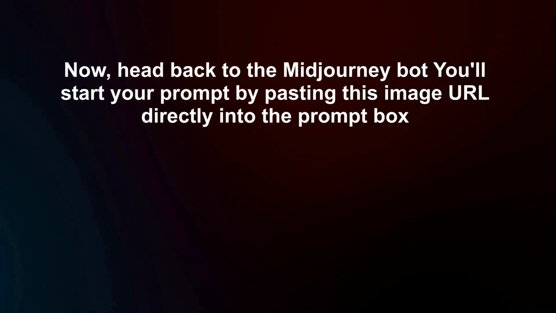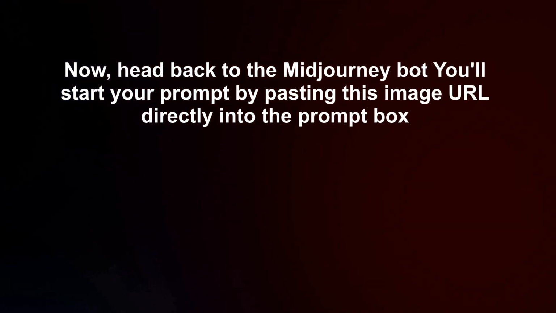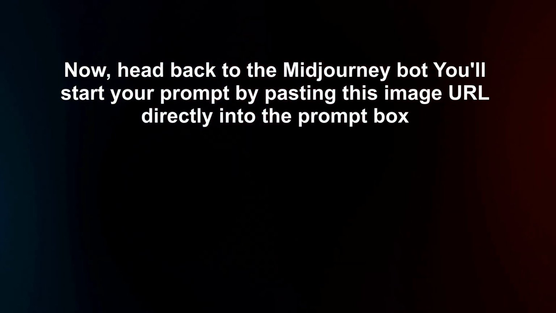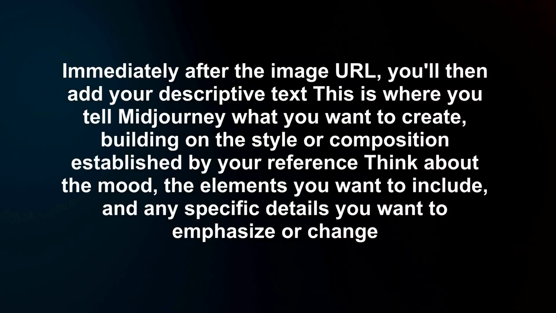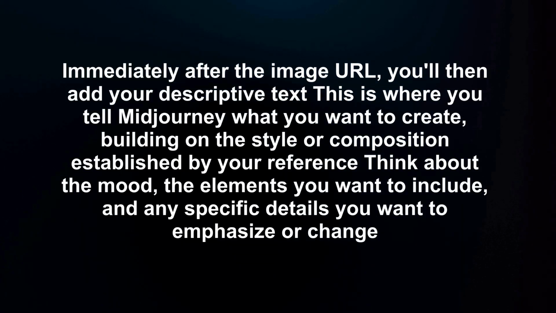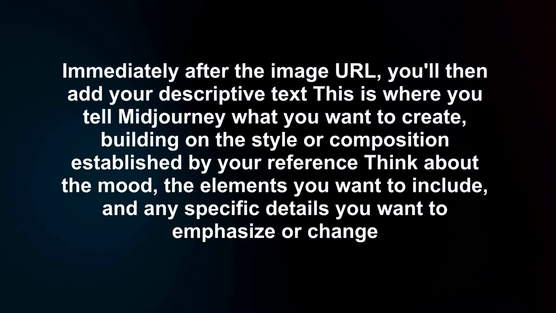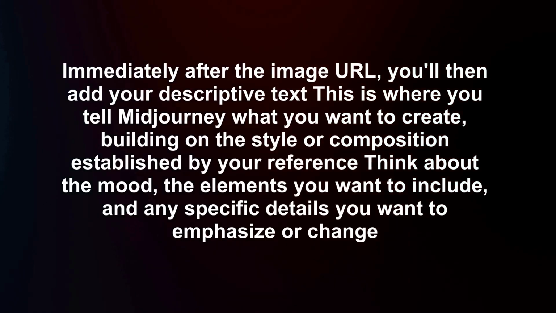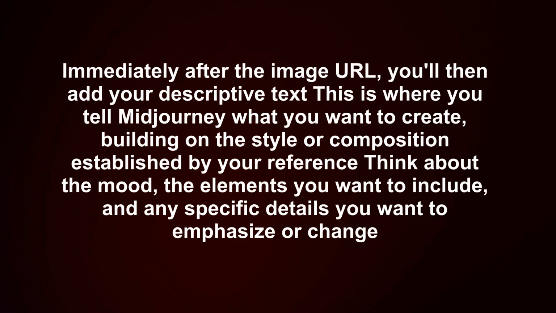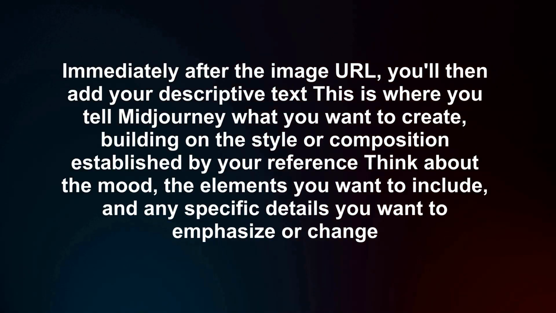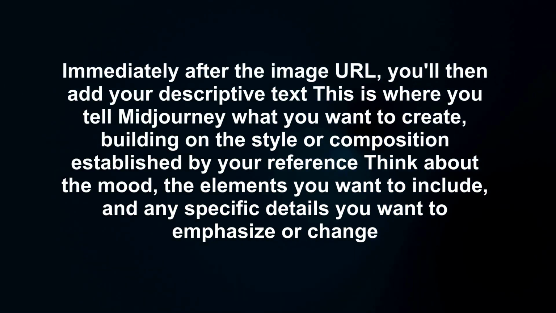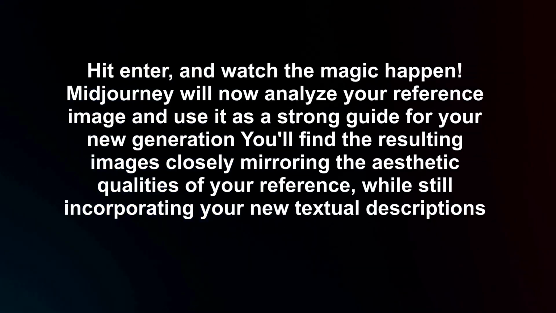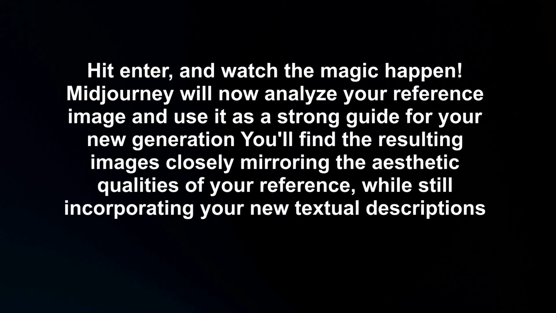Now, head back to the Midjourney bot. You'll start your prompt by pasting this image URL directly into the prompt box. Immediately after the image URL, you'll then add your descriptive text. This is where you tell Midjourney what you want to create, building on the style or composition established by your reference. Think about the mood, the elements you want to include, and any specific details you want to emphasize or change. Hit enter and watch the magic happen.